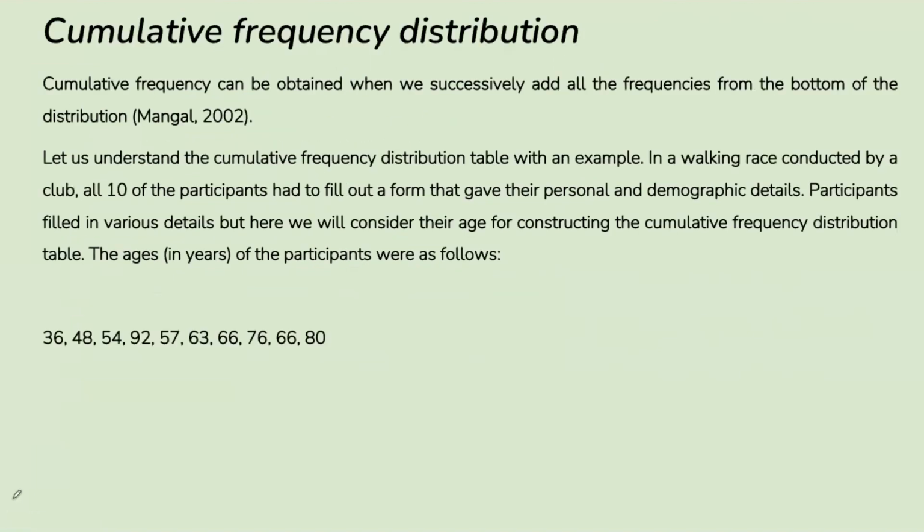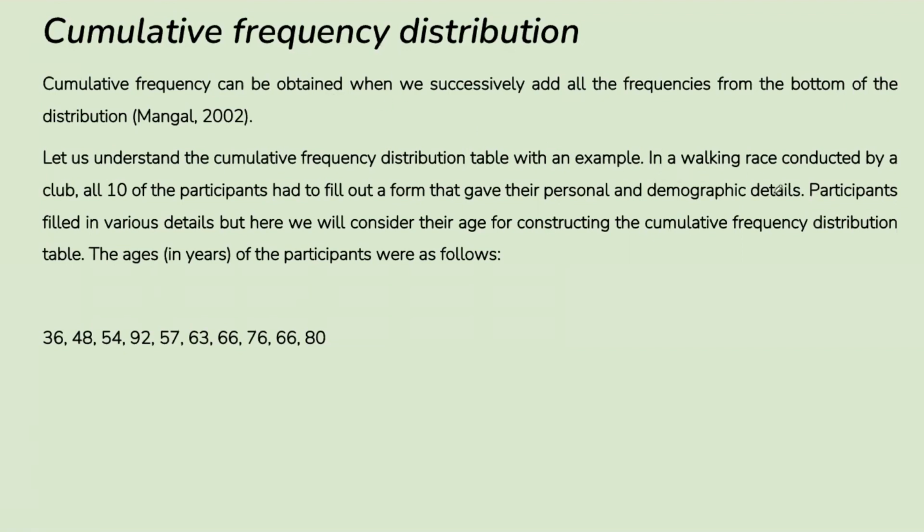Now let us see how we construct a cumulative frequency distribution. Okay, this also we will understand by means of an example. As I told you, cumulative means addition, means sum. So cumulative frequency can be obtained when we successively add all the frequencies from the bottom of the distribution. Okay, so let us see the example.